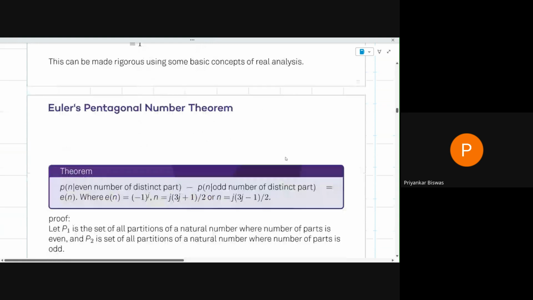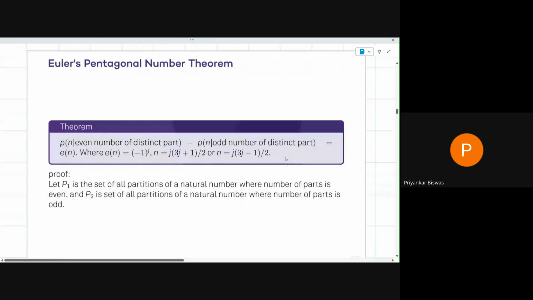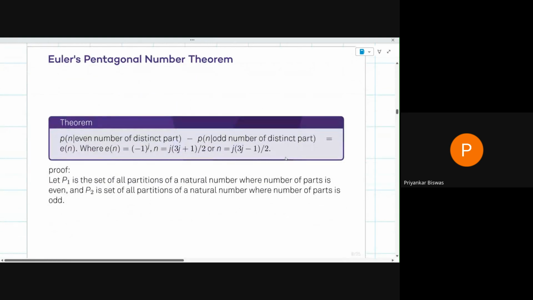Okay. So next we'll talk about Euler's pentagonal number theorem. Euler's pentagonal number theorem says that the partitions of n into an even number of distinct parts minus the partitions of n into an odd number of distinct parts is equal to E_n, where E_n is (minus 1) power j, where n is either of the form j(3j plus 1)/2 or j(3j minus 1)/2. So in this proof, we'll make a transformation, not a bijection, from partitions of n into an even number of distinct parts to those with an odd number of distinct parts.